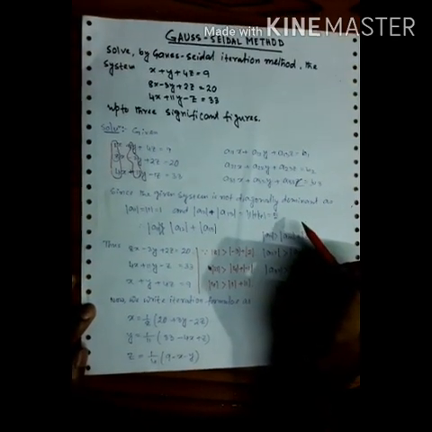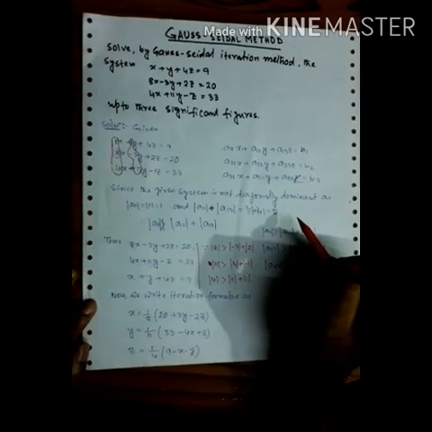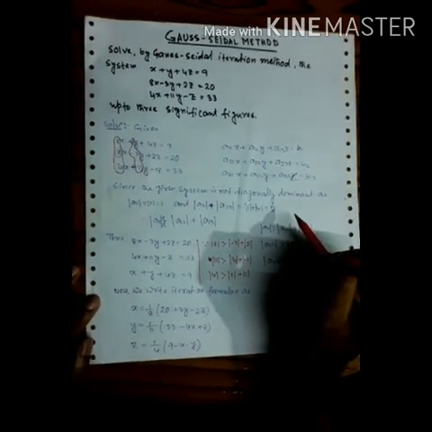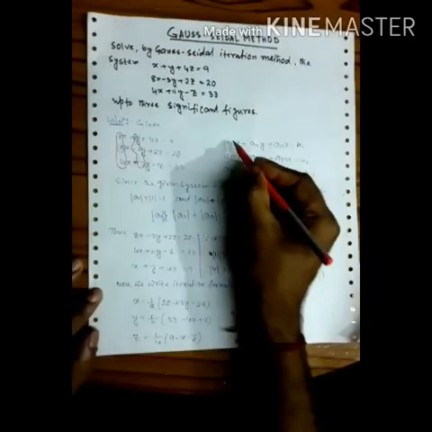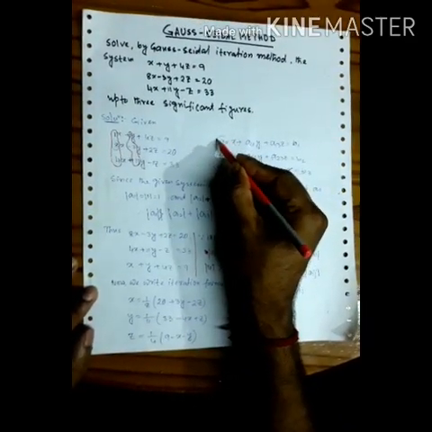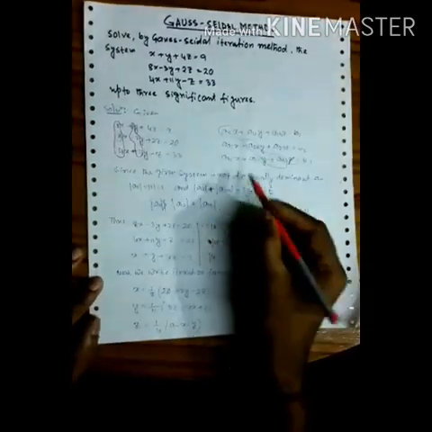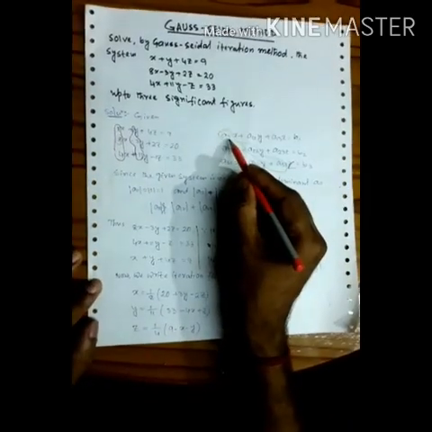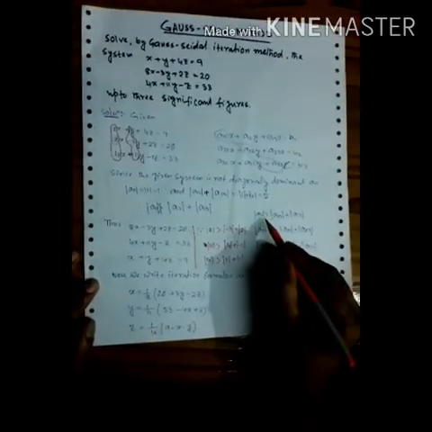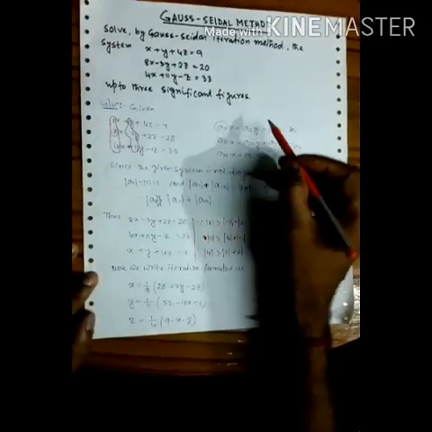Now, before solving this equation, one most important condition is there. This is called the strictly diagonally dominant condition. Diagonal dominant condition means, if we consider the first equation, the diagonal element is a11, so the condition is that the mod of a11 should be greater than the sum of the remaining two mods.